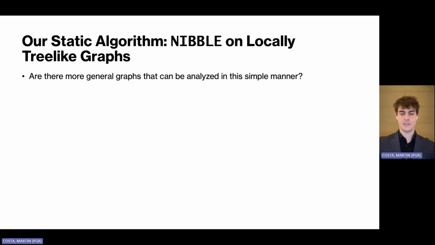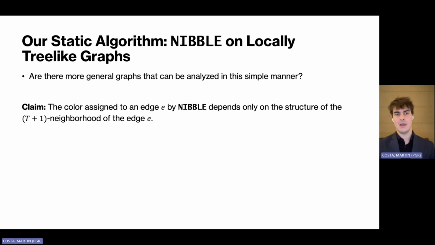So this is a good starting point, but forests are very restricted classes of graphs. It's unlikely that we're going to be able to reduce the problem of edge coloring to just edge coloring forests. But are there more general classes of graphs that can be analyzed in this simple manner or using these ideas?